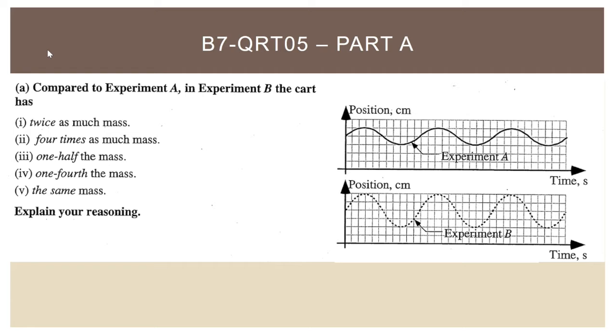Part A says compared to experiment A, in experiment B, the cart has. And you have a bunch of different options for how the mass in experiment B might be different from the mass in experiment A. I'd like you to take a couple minutes and pause this video here and answer this question. Look at the graphs. How can you use the information from the graph to determine A, just the difference in the graphs, and then B, the potential differences in the masses that are shown here in this list? Come up with an answer, come up with an explanation, and when you hit play, we'll go over it.